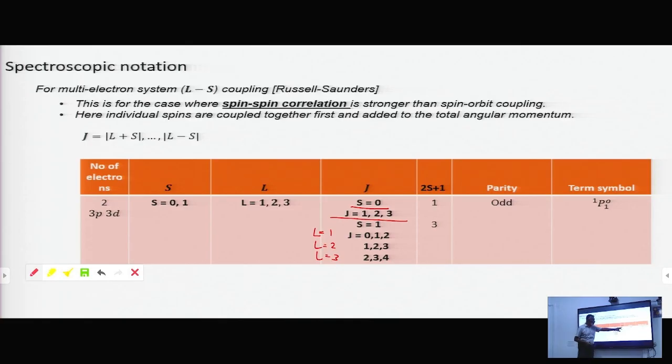So now, you will look at the parity and the multiplicity. S is equal to 0, it is 1. S is equal to 1, 2S plus 1 is 3. So that is 3. Parity, you have to look at the electron. E is 1, B is 2, so it is 3. So it is odd.